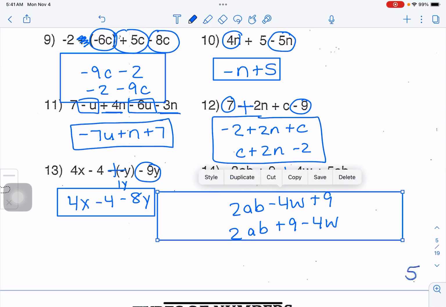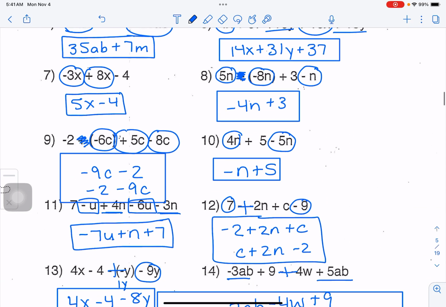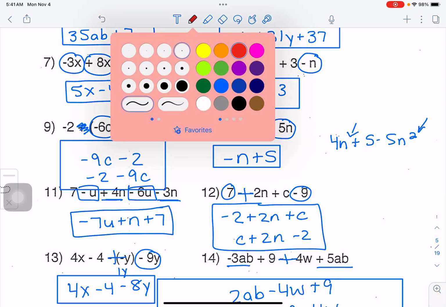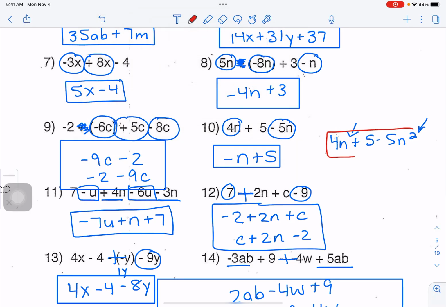Okay. Hopefully all is going well when it comes to simplifying expressions. The one thing that I just want to add is that if at any time, let's say I looked at number 10, if this was 4n plus 5 minus 5n squared, one that is squared is not a like term with one that does not have a power. So if this was the expression, this here would be in simplest form because there are no like terms to combine. Like terms mean exactly the same variables, including the powers.